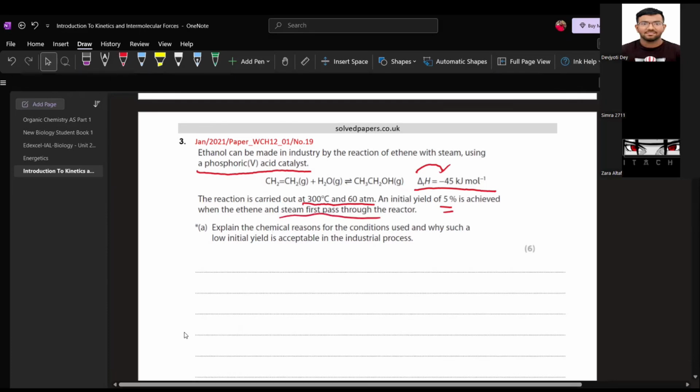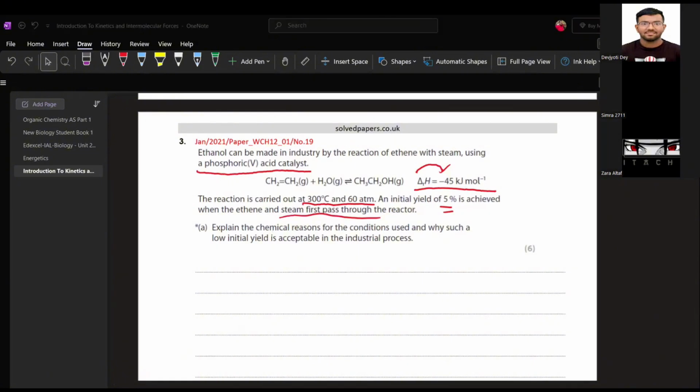Now they told you to explain the reasons for the conditions used. Why do you think these conditions, 300 degrees Celsius and 60 atm, and a catalyst were used? And why such a low initial yield? Why do you think 5% is acceptable in the industrial process? You just have to do it.